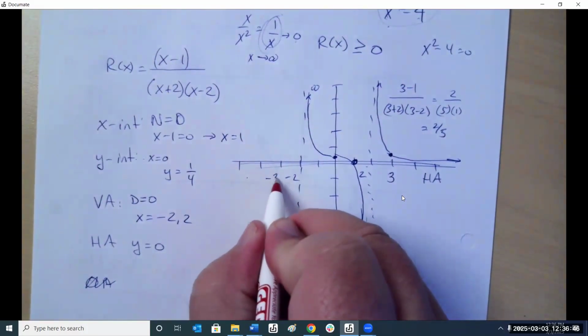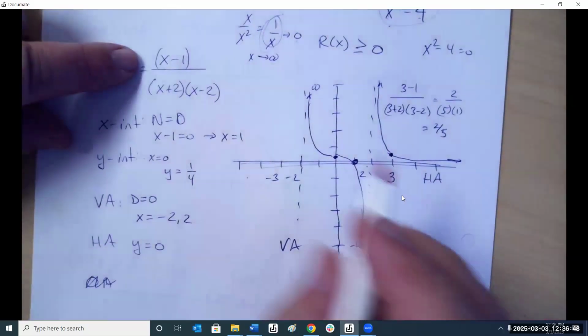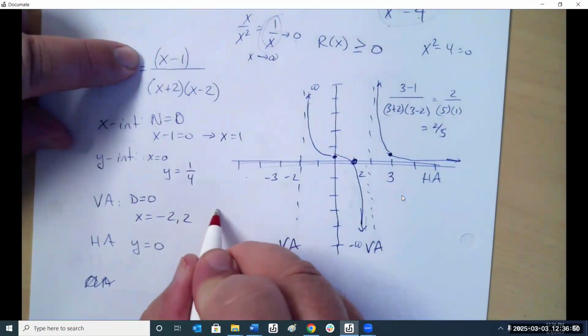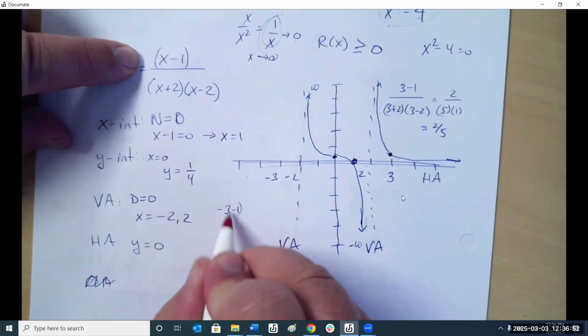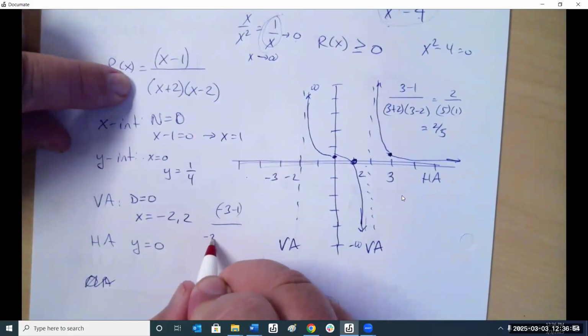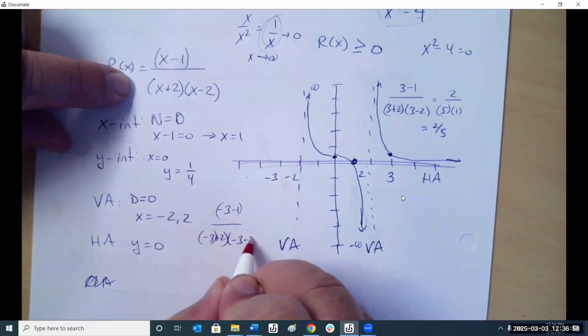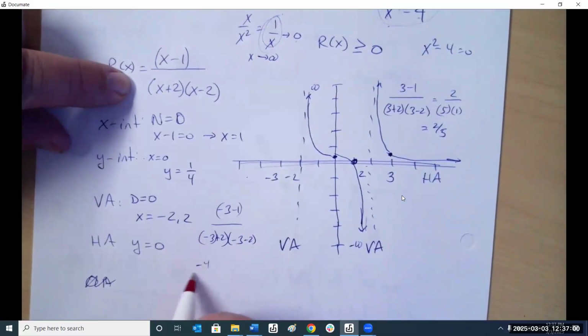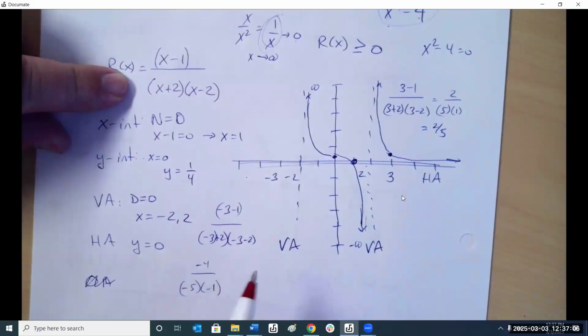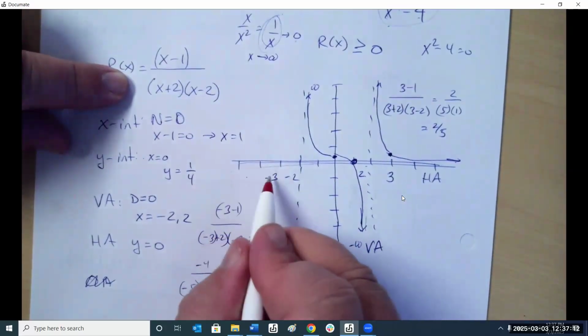At negative 3, I get negative 3 minus 1, negative 3 plus 2, negative 3 minus 2. So it's negative 4 over negative 1 times negative 5, negative 4 over 5. So the answer is negative, so it's down here.